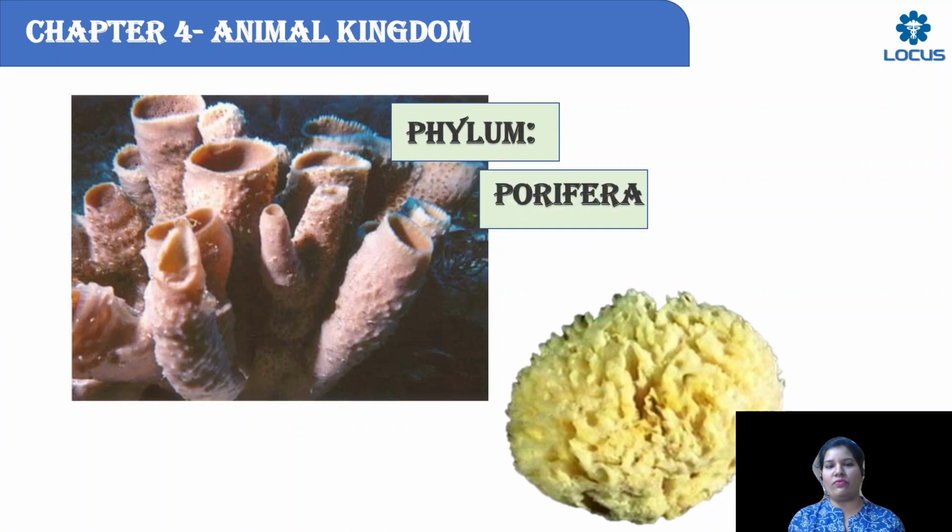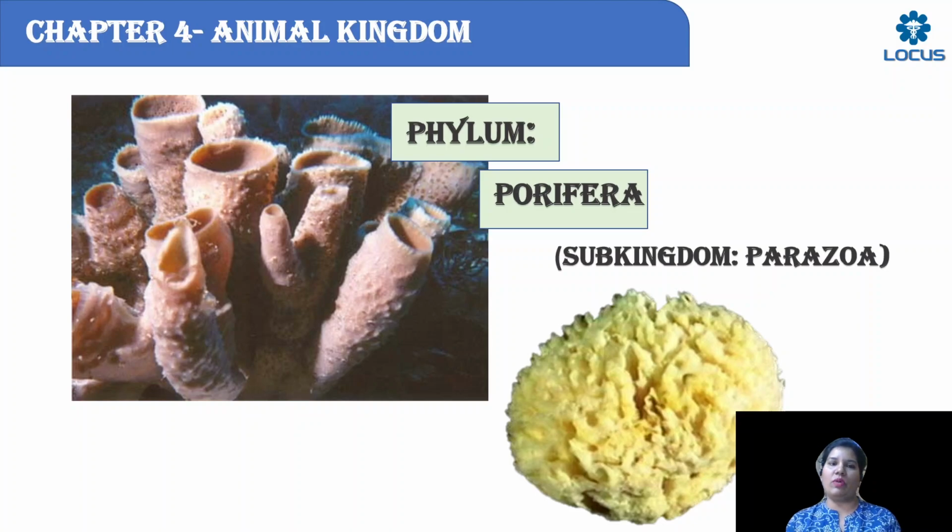So we are going to learn about phylum Porifera, which comes under subkingdom Parazoa. Before we get into the details of it, children, let's learn about the animal kingdom. Under the animal kingdom, we have two subkingdoms: one is Parazoa and the other is Eumetazoa. Animals are also called metazoans, which are multicellular organisms. Under Metazoa, you would have Parazoa as one subkingdom, and the other subkingdom is Eumetazoa.